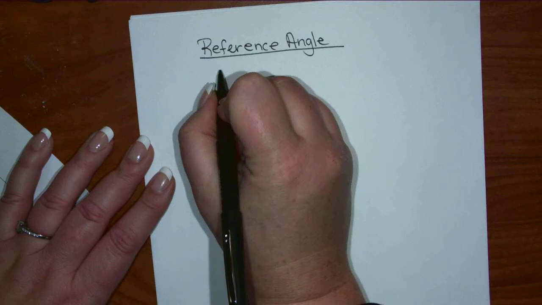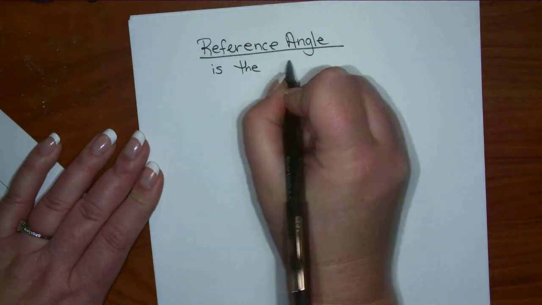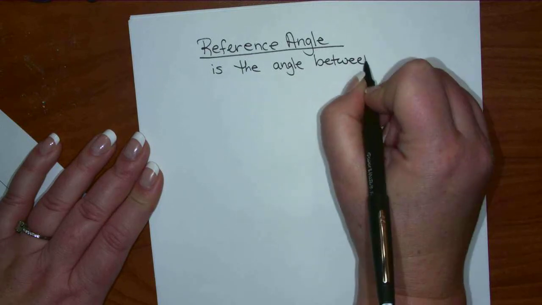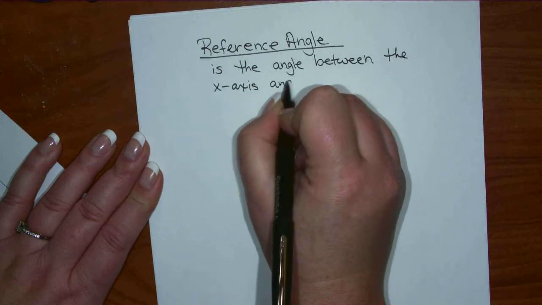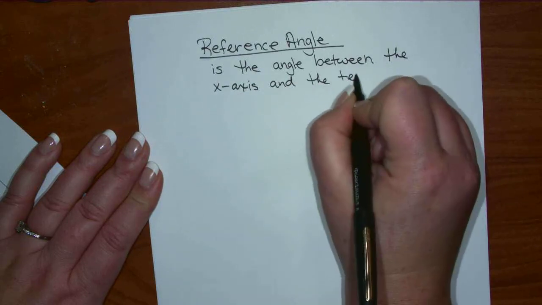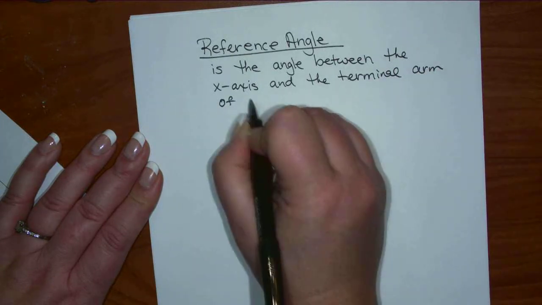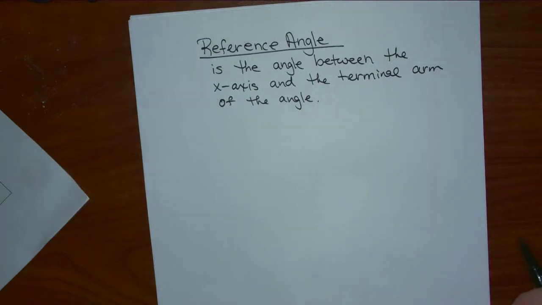So the reference angle is the angle between the x-axis and the terminal arm of the angle. So what the heck is the terminal arm? Well, that's the cut mark. So when we draw the angle, that's called the terminal arm that you're drawing. And I was saying it's like where you cut the Joe Louis. That's the terminal arm.